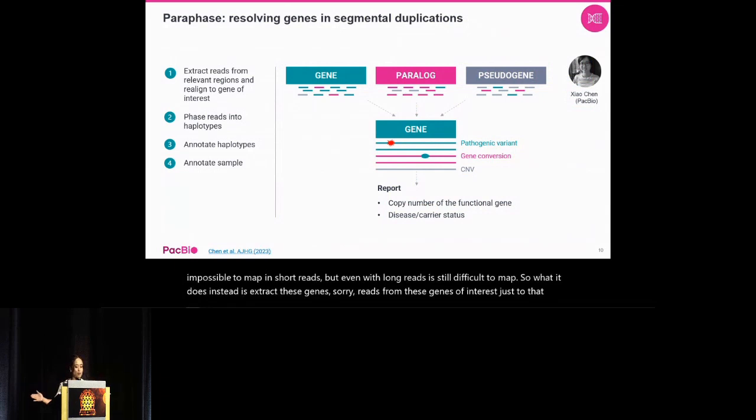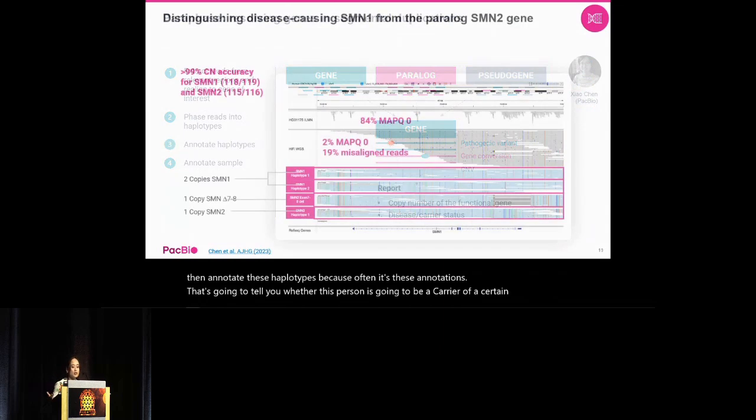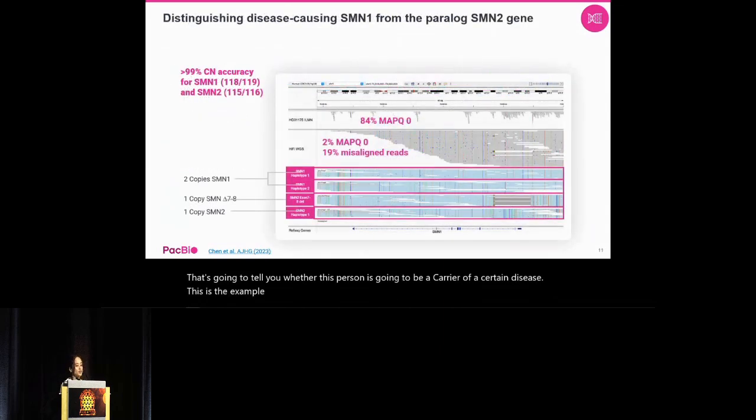I'm going to show you an example in the next slide. It phases these genes into haplotypes and then annotates these haplotypes, because often it's these annotations that are going to tell you whether this person is going to be a carrier of a certain disease. This is the example of that. So SMN1 and SMN2 are segmental duplicated genes. The loss of SMN1 causes spinal muscular atrophy, which is a leading cause of infant death.